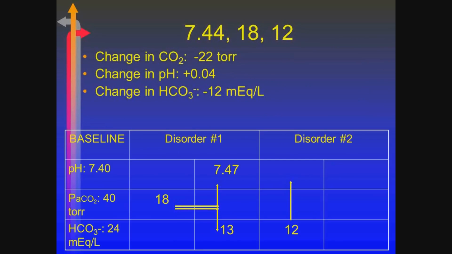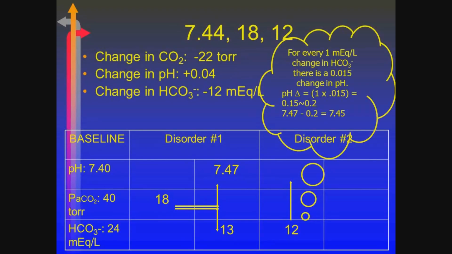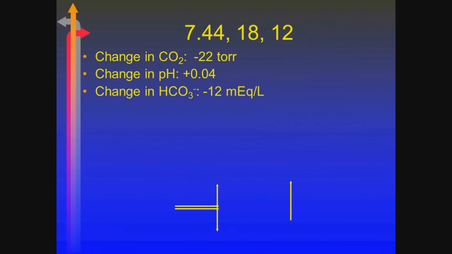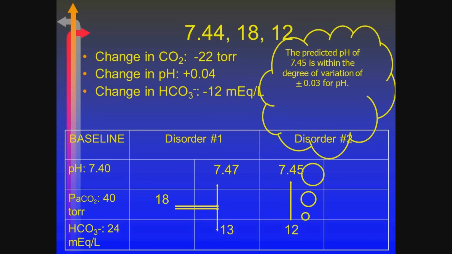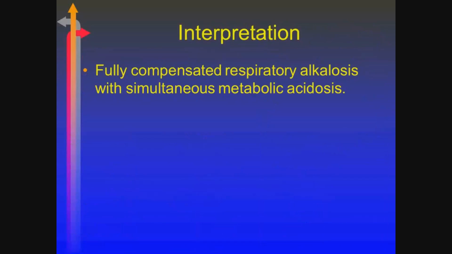So there's no degree of variation with bicarb? No. It's all calculated. For every 1 milliequivalent change in bicarb, there's a 0.015 change in pH from your table. I go ahead and it's about 0.2, close enough. So that would bring it back to 7.45, which is right on target. It's within the degree of variation. So I have a fully compensated respiratory alkalosis, but I also have an underlying metabolic acidosis present.